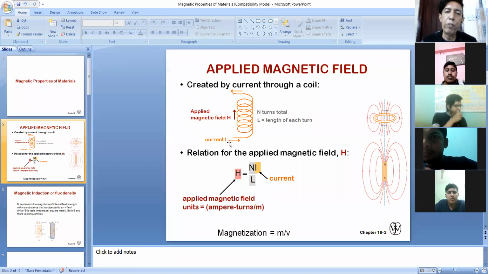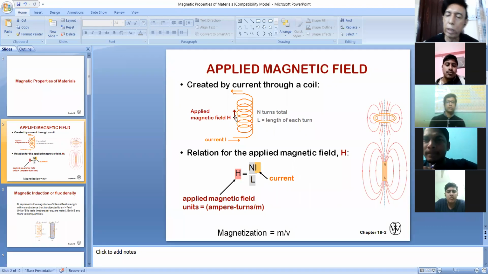And if you pass current in this way, you will get the magnetic field in this direction. The magnetic field is a vector property. Remember, it has value and direction both. So the magnetic field, we call the magnetic field H.